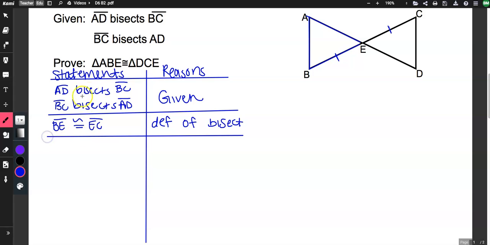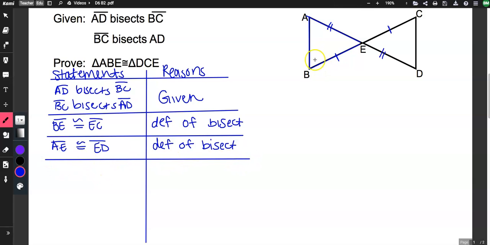I also have, seems like it's the same statement. It kind of is, BC bisecting AD. So because it's bisecting AD, that's the piece that's cut into two. So again, I'll say AE is congruent to ED for the definition of bisect again.